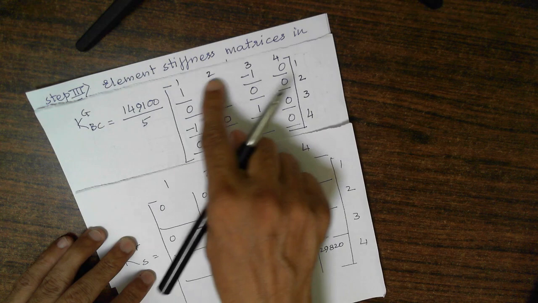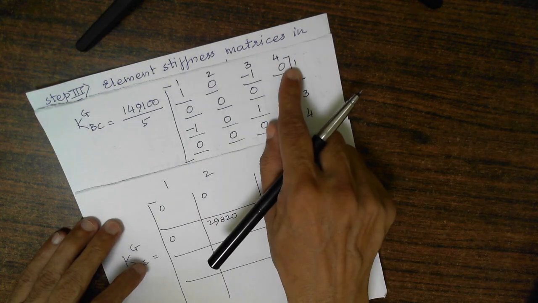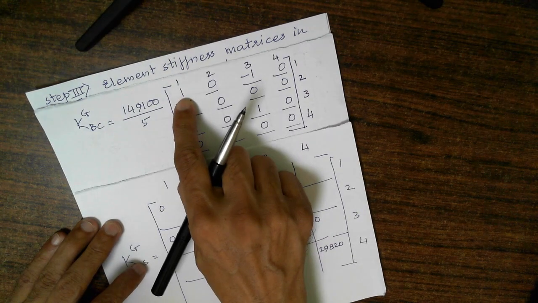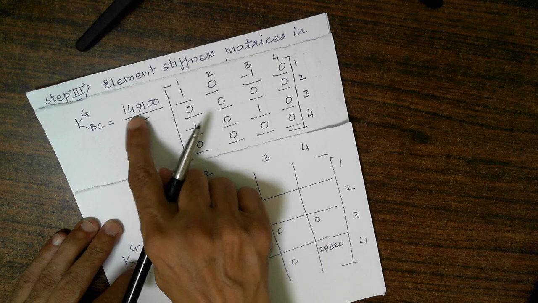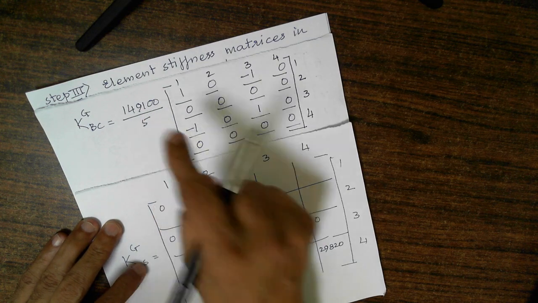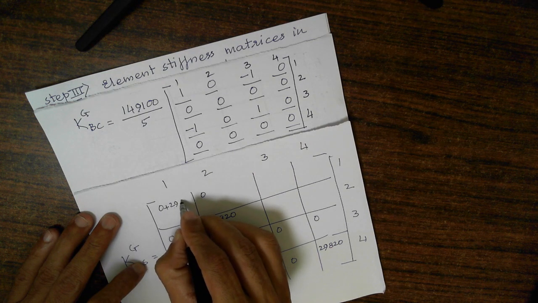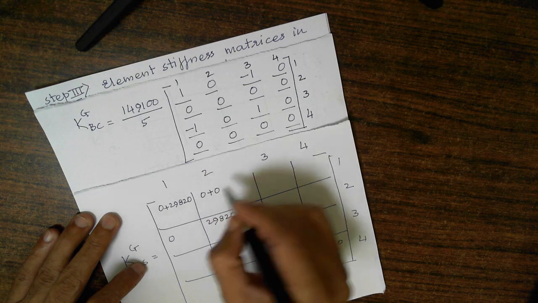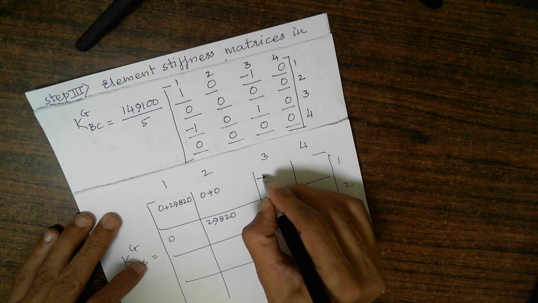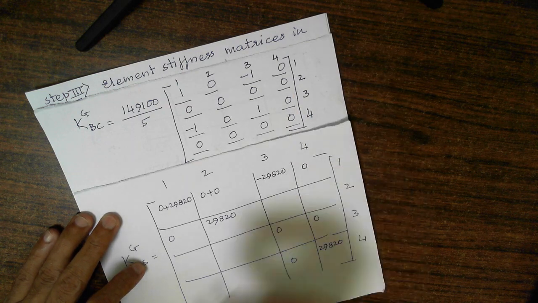Now for BC I have to map everything, 1 2 3 4 by 1 2 3 4. Let us take a challenge. 1 1 is 1. First row, first column element is 1 into 149100, that comes out to be plus 29820. First row, second column 0. First row, third column minus 29820. First row, fourth column 0.